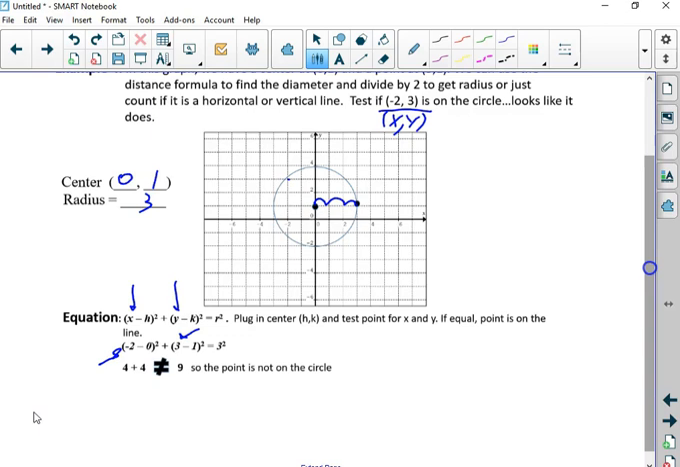So when we plug it in, we get -2 minus 0, which is -2, squared is 4. And 3 minus 1, that's 2, squared is 4. 4 plus 4 does not equal 9. So no, even though it's really close, that point is not on the circle. So let's try one more.